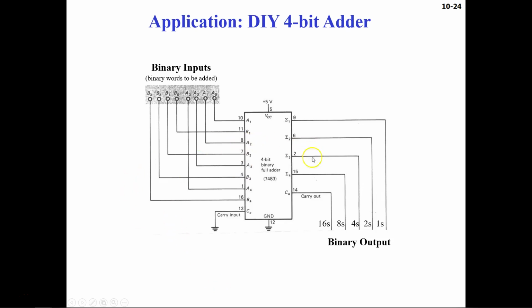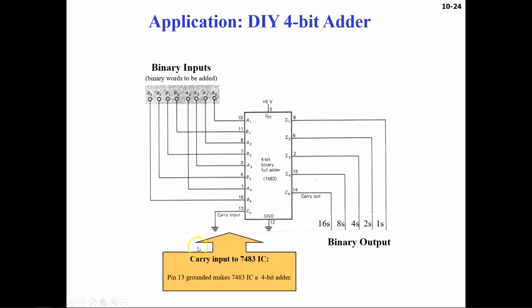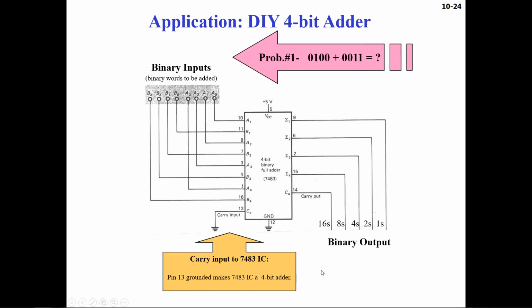So this IC which you see here is similar to the circuit which we saw in the previous slide. So this type of IC you can use to make any circuit, and you can make this full adder in the laboratory, because now you know the circuit of the full adder, so you can easily make this circuit. So carry input to the 7483 IC, pin 13, is grounded, which makes the 7483 IC a 4-bit adder. And then you have problem 1: if you add these two, then what is going to be the output?